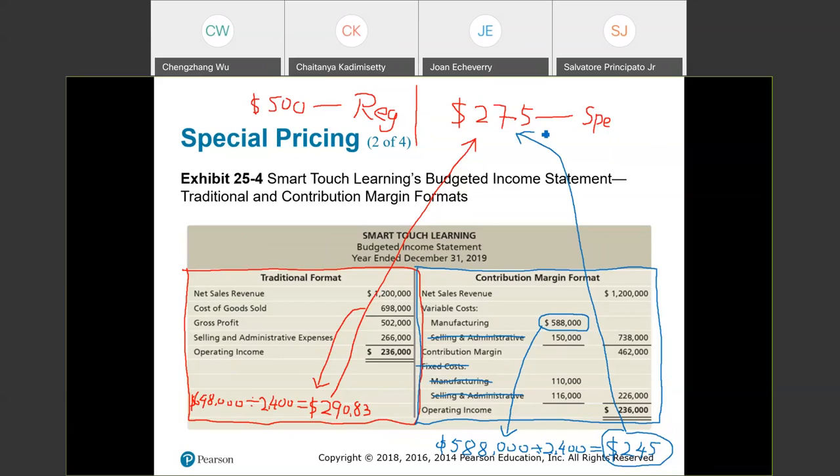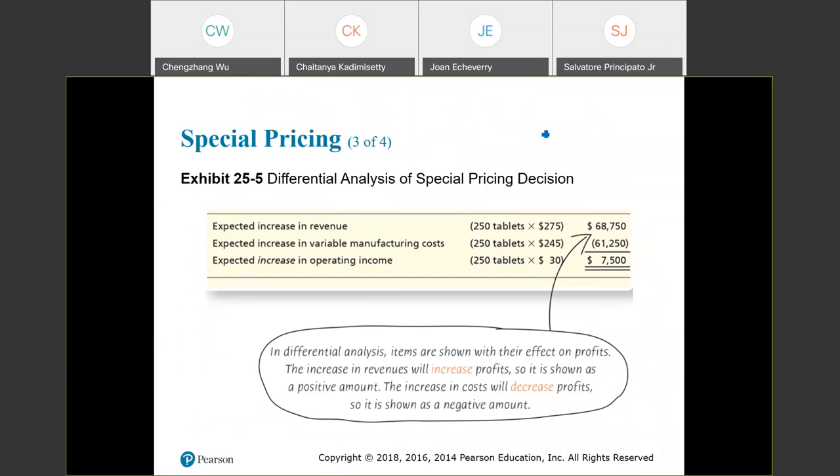Well, because the special order is for 250 tablets, this company's total contribution margin should increase by $7,500, which is 250 tablets times $30 per tablet, which is also the contribution margin. So we can decide this order to be accepted.